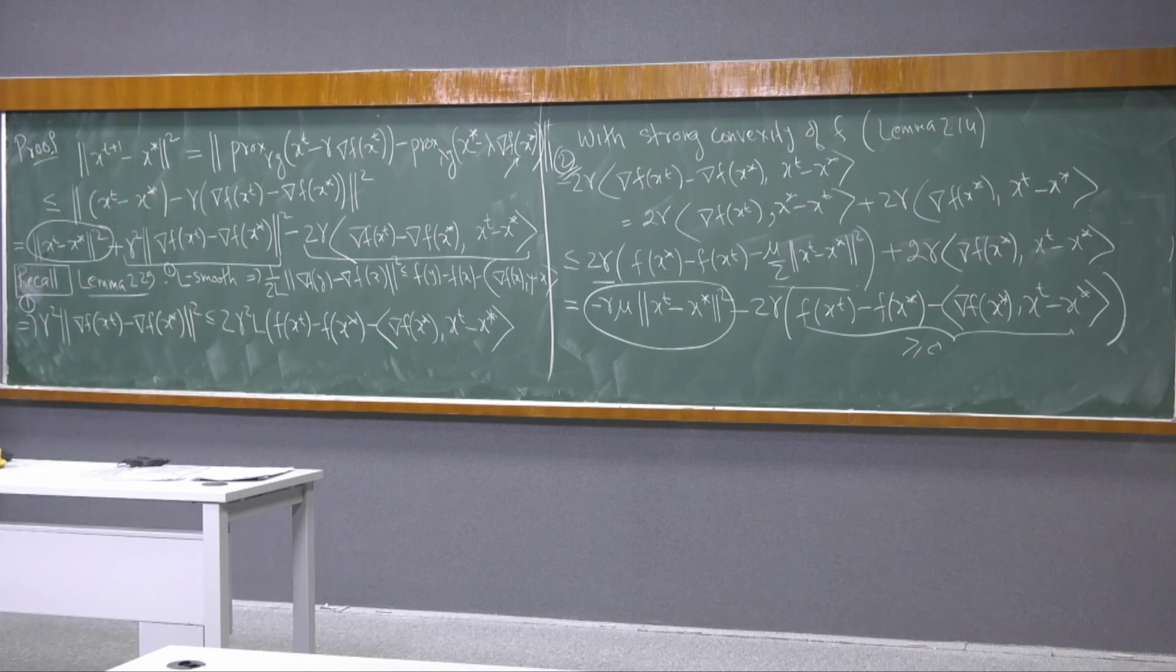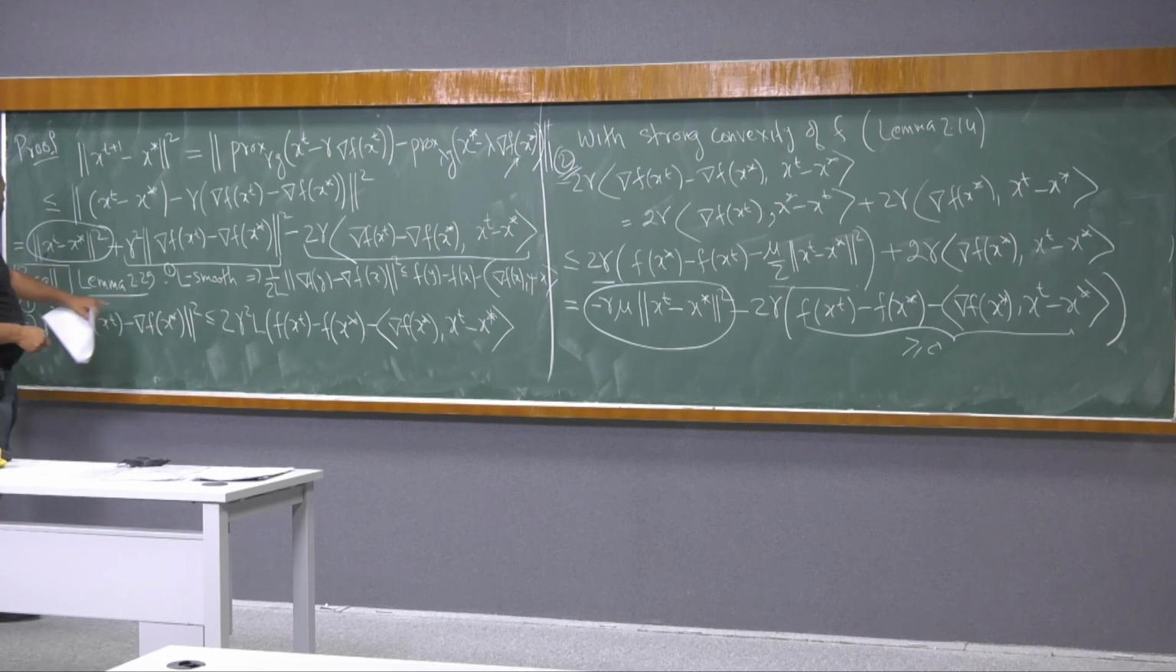So this has to be positive. 2 gamma minus 2 gamma square L must be positive. If I take 2 gamma common, then it's 1 minus gamma L. 1 minus gamma L is positive, right? Because gamma is less than 1 over L, so that's positive, and overall it's negative. Okay, that's more or less done.